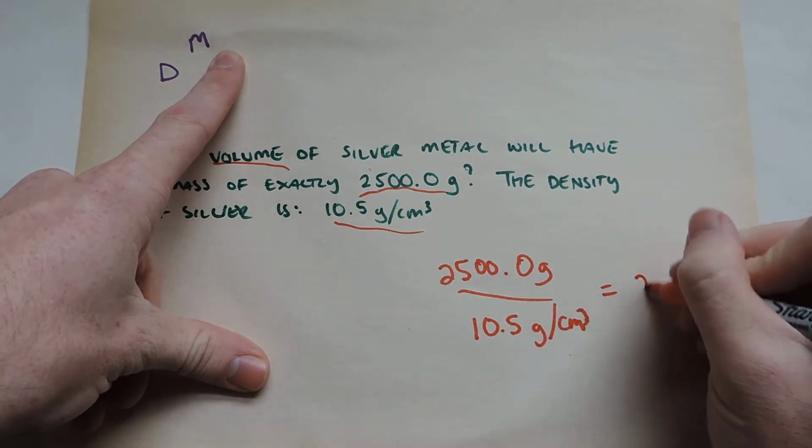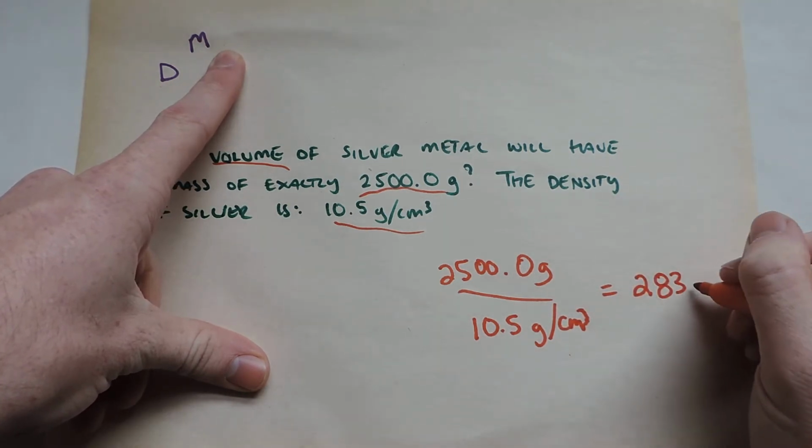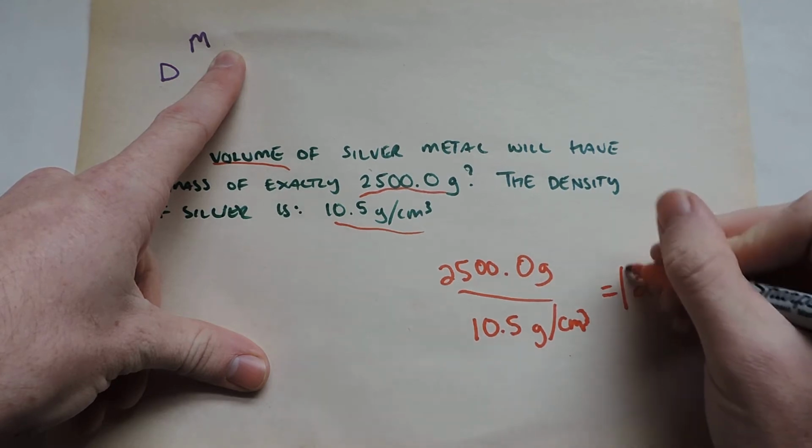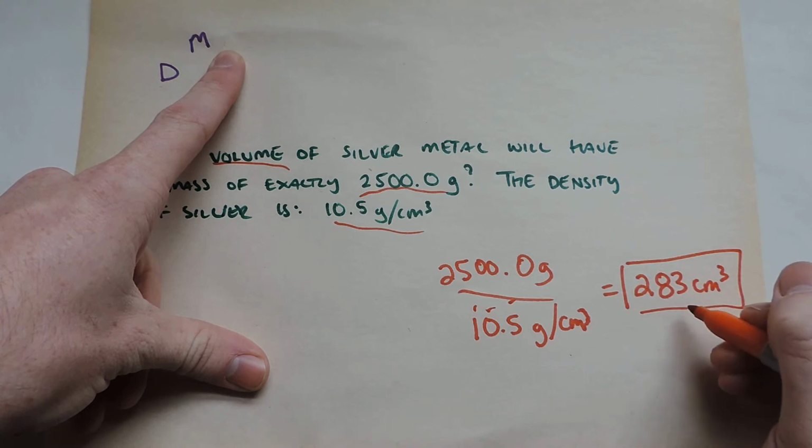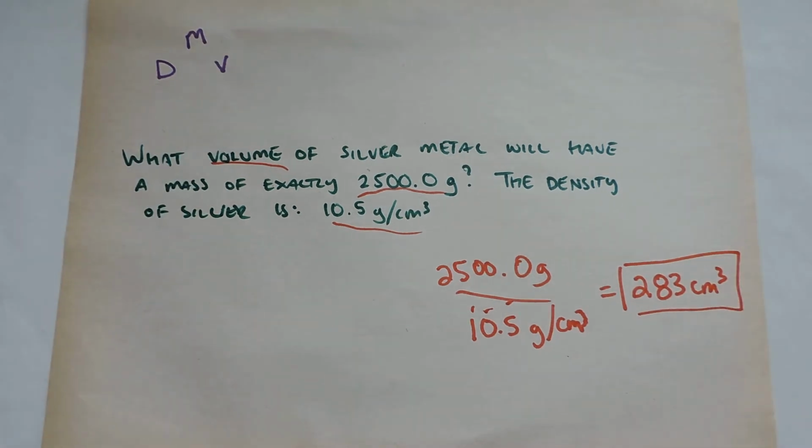And then for that, we're going to get 283. Again, this is 1, 2, 3 sig figs, so there are answers in 3 sig figs. And that's how you solve density problems using the density triangle.